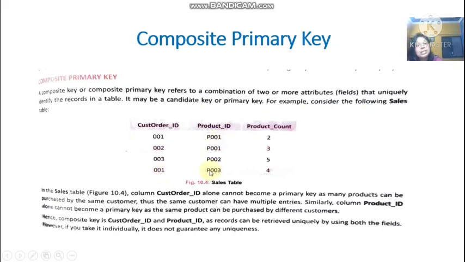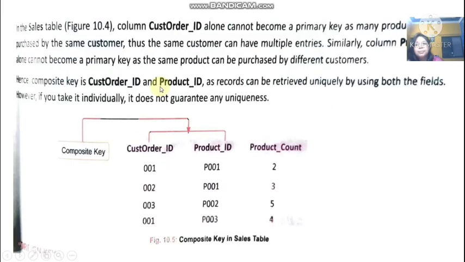In such cases, the combination of these two fields will be taken as the primary key, and in that case, this primary key will be known as the composite primary key. Okay, next is the example for this. We have entered the data and you will come to know the composite primary key.